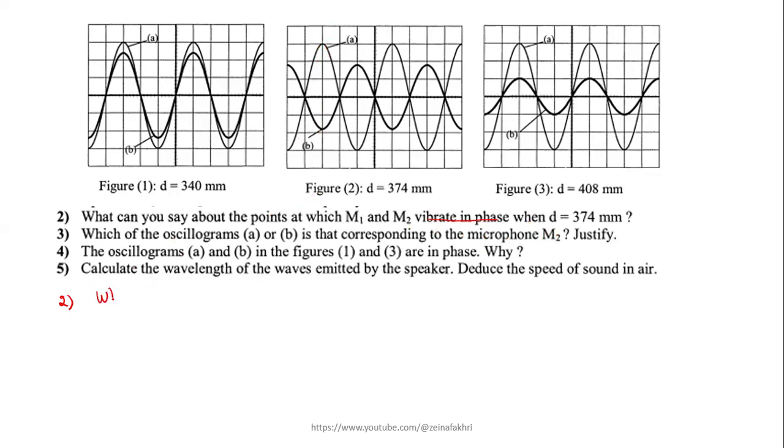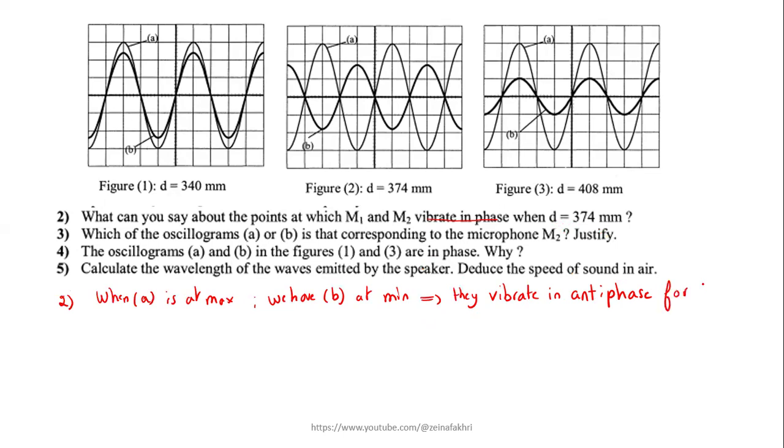So when A is at maximum, we have B at minimum, which means that they vibrate in antiphase. So we learned that for a distance D equal to 374 millimeter they vibrate in antiphase. We could know this when we looked at the figure: when the first one is at the maximum, the second is at the minimum, so we can know that they are in antiphase.